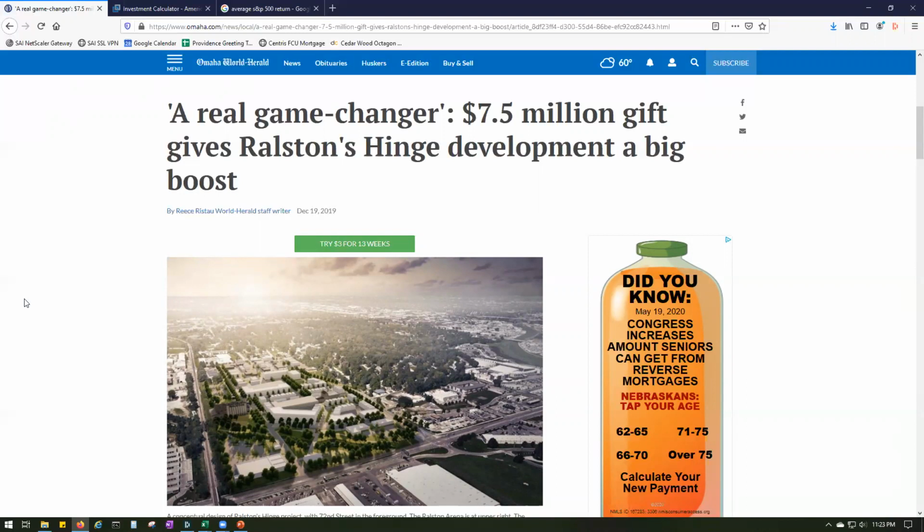So the city of Ralston a few years ago built an arena. They took out a lot of debt to do it. They issued some public bonds, and they were really hoping that it would drive a lot of business and a lot of development to the area, and it certainly did draw some, but it's in large part because they took out so much debt.